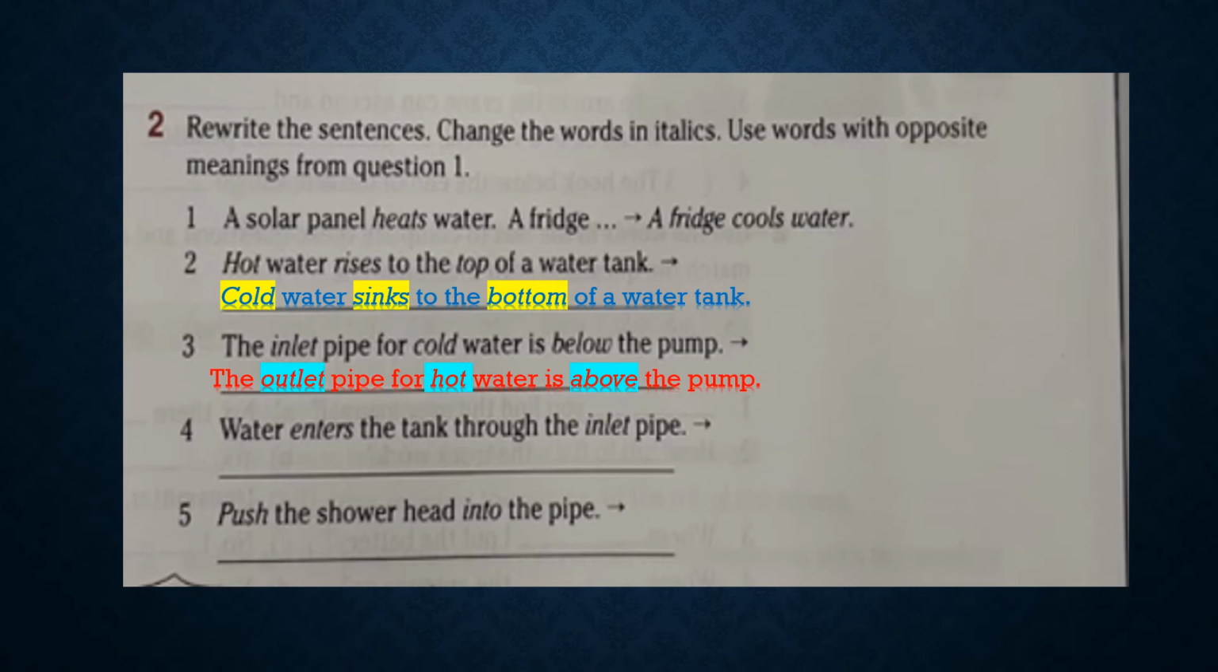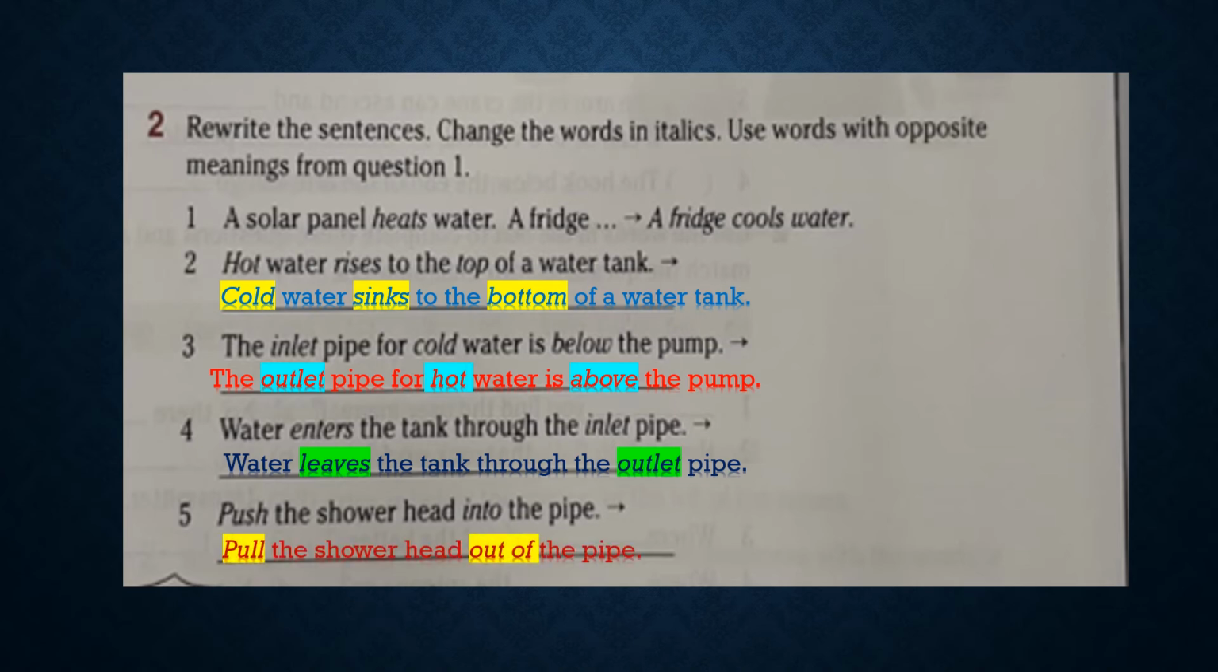Now let's move to number 4. Water enters the tank through the inlet pipe. Here we have 2 words that we're going to change: enters and inlet. So the answer will be water leaves the tank through the outlet pipe. Excellent. Finally, number 5, push the shower head into the pipe. So the answer will be, after we change 2 words, push and into, it will be pull the shower head out of the pipe.